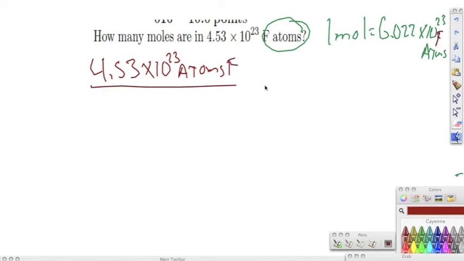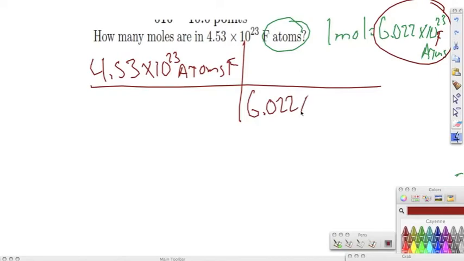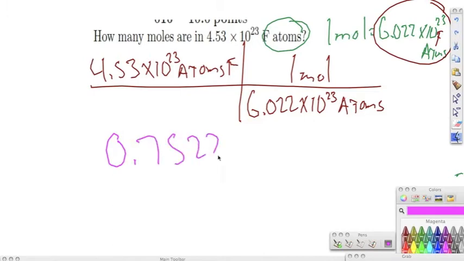Okay, so we set it up, and remember, whatever's on top's got to go on bottom. So we're going to put this on bottom, which is 6.022 times 10 to the 23rd atoms on the bottom, and it equals 1 mole. So all we do is multiply the top, which is 4.53 times 10 to the 23rd, times 1, all divided by 6.022 times 10 to the 23rd, and we should get an answer of right around 0.752242, and that would be moles.